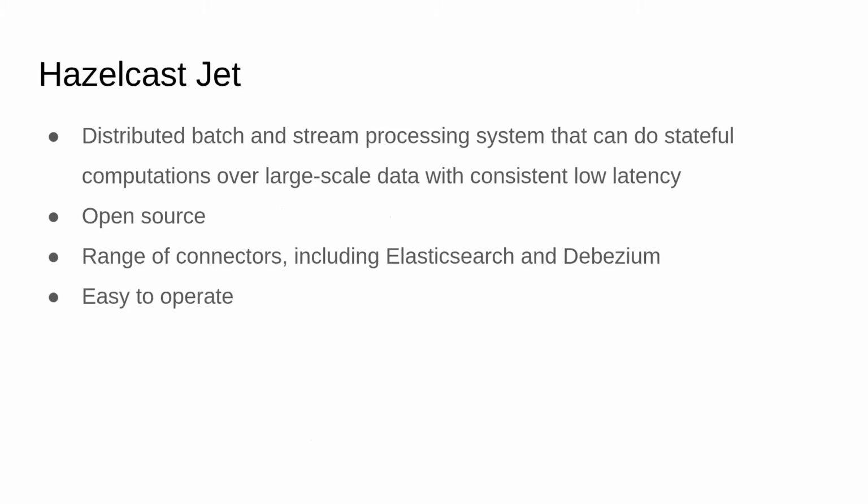So to quote from our website, Hazelcast Jet is a distributed batch and stream processing system that can do stateful computations over large-scale data with consistent low latency. This is a fancy description, but it's true. And it's open source mostly, with some connectors being source available. They have a very open license, but the license is not considered open source because it doesn't fit the definition. But the source is still available. And we have a range of connectors to various databases and systems, including a connector to Elasticsearch and also Debezium.